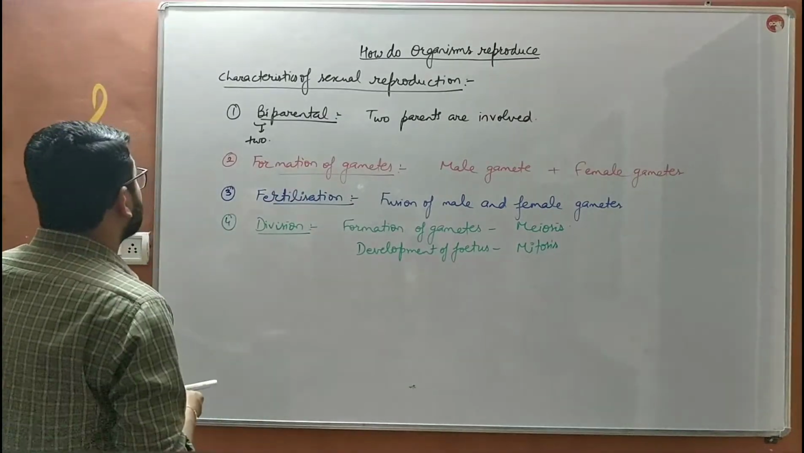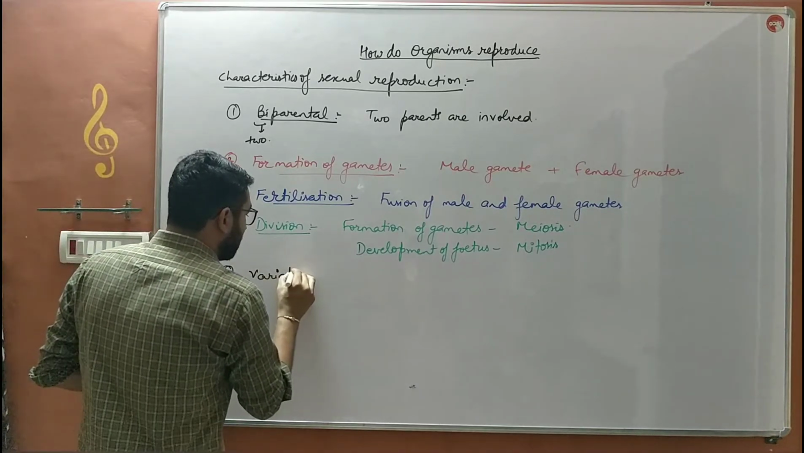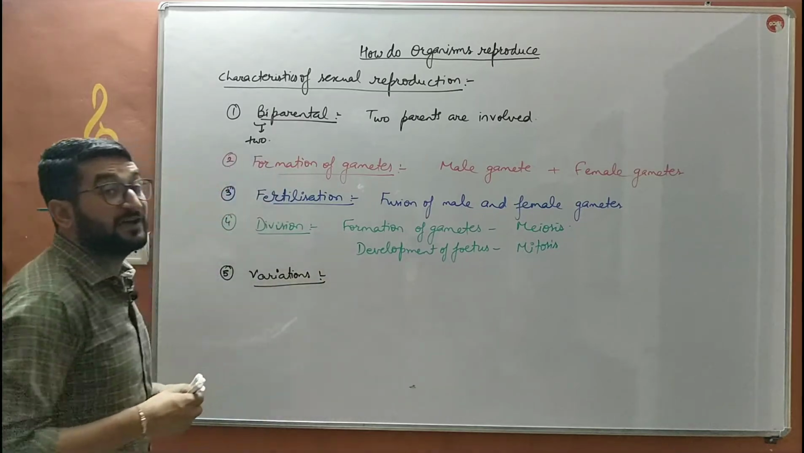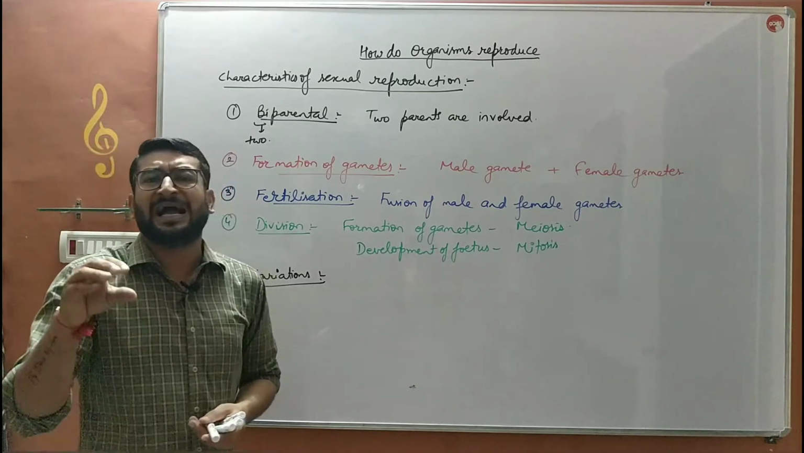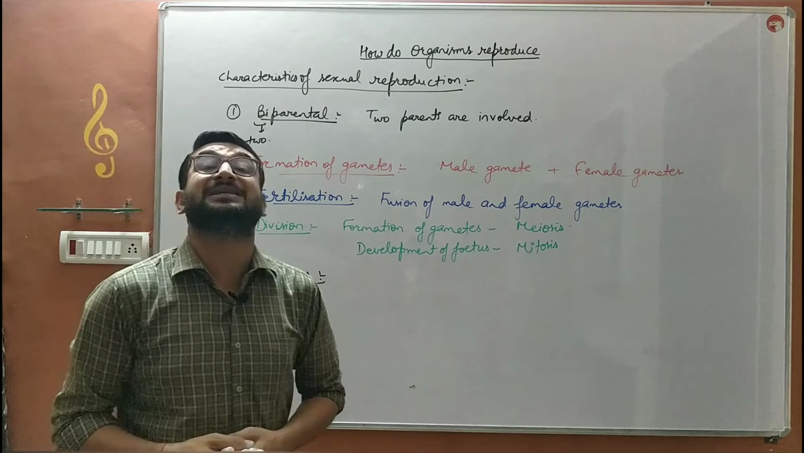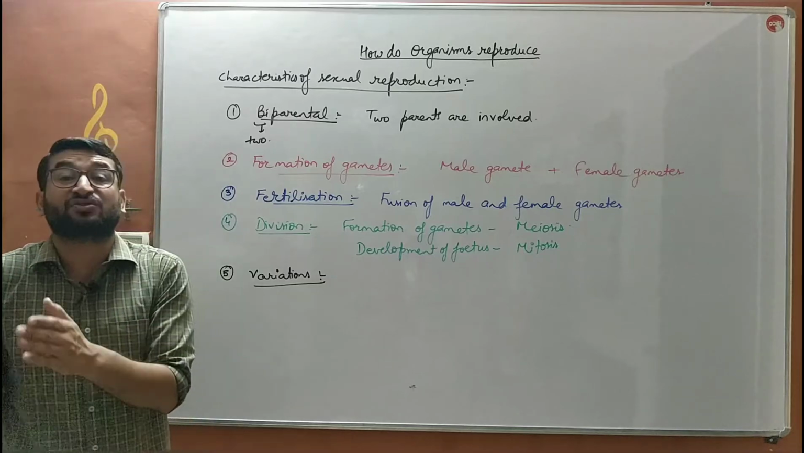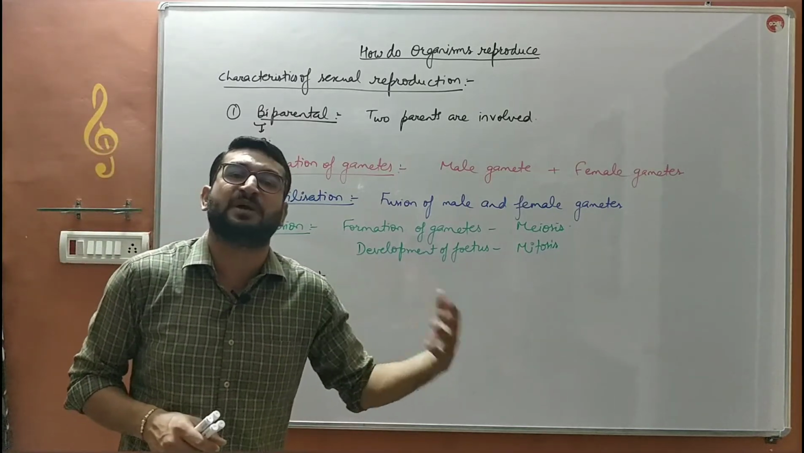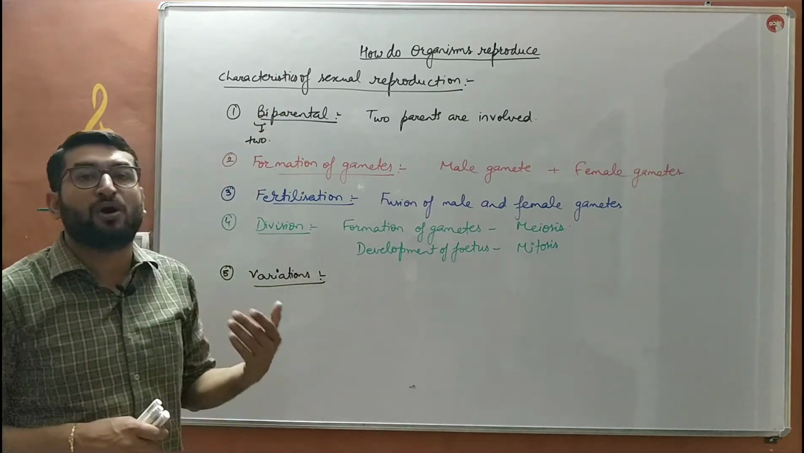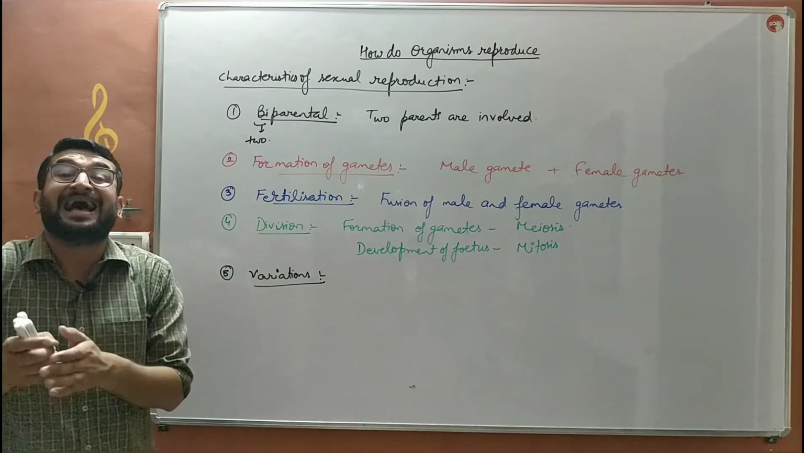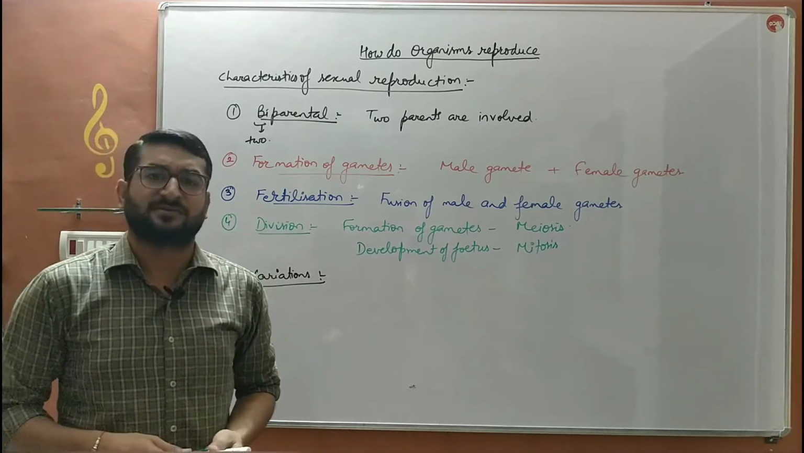Next, children, the fifth one, variations are there. Variations are very common. The young ones are not identical to their parents, whereas in the asexual mode of reproduction, the young ones which are produced are exact copies of their respective parents. Whereas in the sexual mode of reproduction, the young ones which are born from the parents have certain variations. They are not identical to their parents.